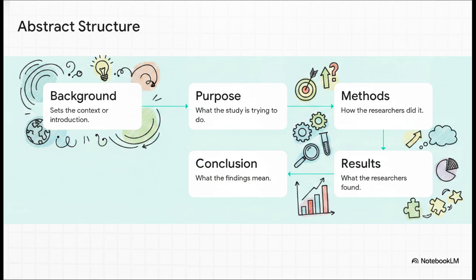First, you get the background or introduction, which sets the context. Second, the purpose or aims. Like, what is this study actually trying to do? Third, the methods. How did they do it? Fourth, the results. What do they actually find? And finally, the conclusion. What does it all mean? By recognizing this 5-step structure, you can instantly scan a block of text and jump straight to the exact piece of data you need, whether that's their methodology or their final outcome.